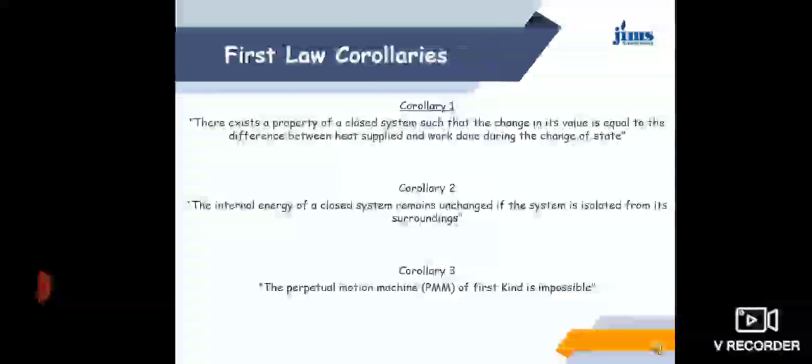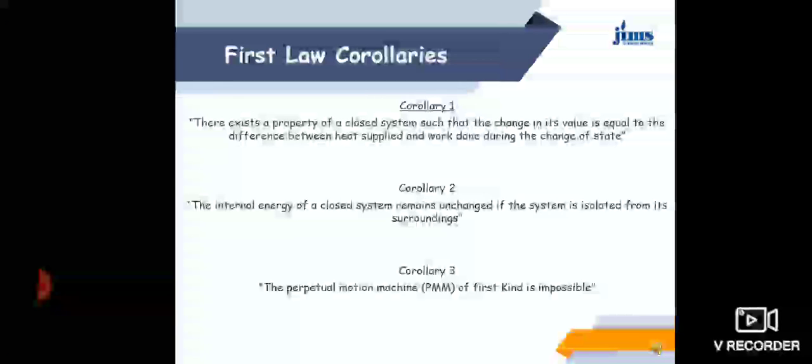So the first law corollaries which we have: Corollary 1 is, there exists a property of a closed system such that the change in its value is equal to the difference between heat supplied and work done during the change of state. Corollary 2 is, the internal energy of a closed system remains unchanged if the system is isolated from its surroundings. Okay, if it is isolated, then it will remain unchanged. And number 3 is, the perpetual motion machine of the first kind is impossible.